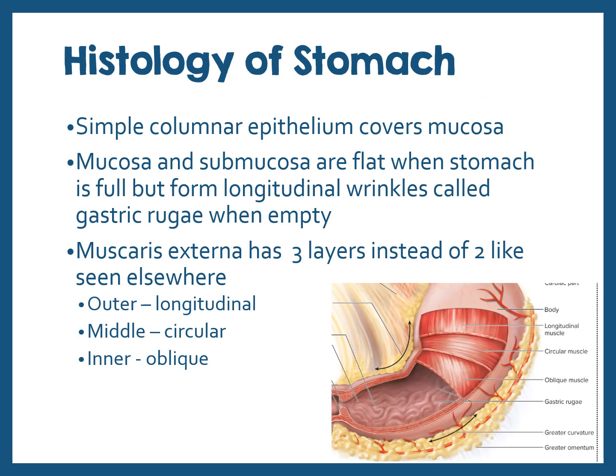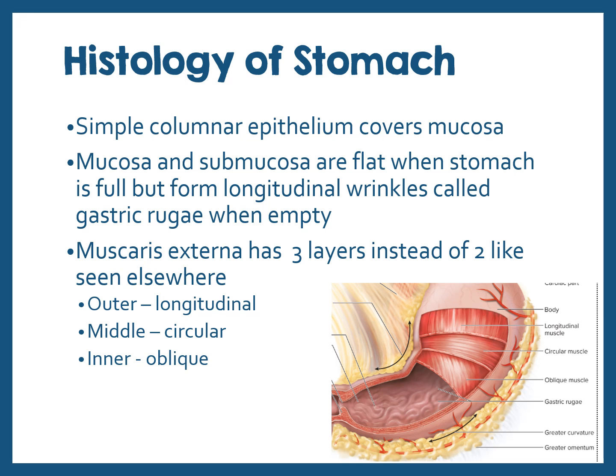When we look at the histology of the stomach and we look at it underneath a microscope, we are going to see that there is a change from that stratified squamous epithelium to a simple columnar epithelium. That's going to cover most of that mucosa. The mucosa and the submucosa are flat when the stomach is full, but then they're going to form those longitudinal wrinkles called rugae when they're empty.